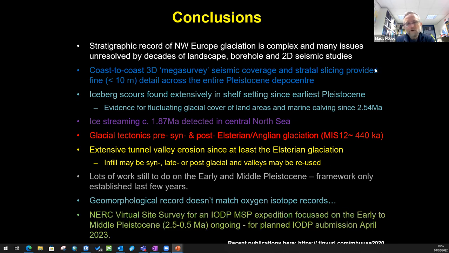So, yeah, currently we're working on this NERC-funded virtual site survey to get an IODP mission-specific platform into the Quaternary depocenter. And we hope to have one borehole perhaps in the Netherlands or in the Danish sector, a few in the British sector, and maybe one in Norway. But that is all yet on the drawing board. And we hope to eventually put that all into an IODP proposal, and we could be looking as early as spring next year. Next.